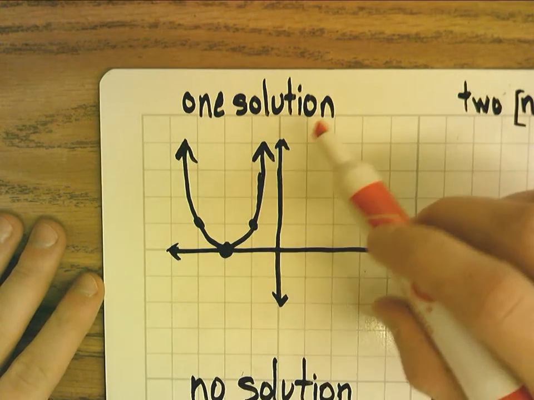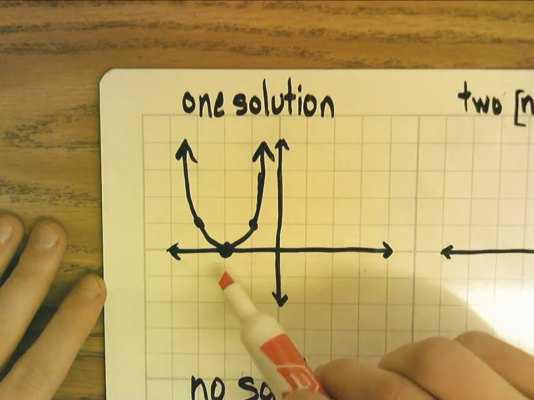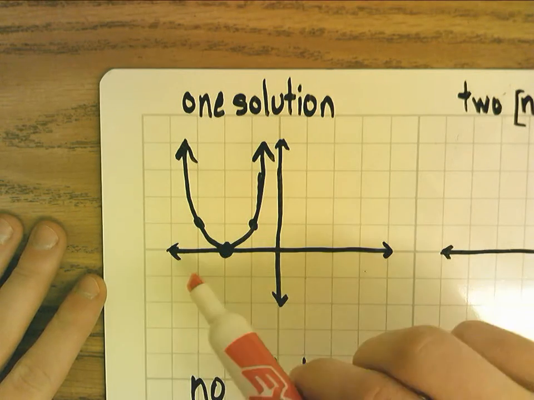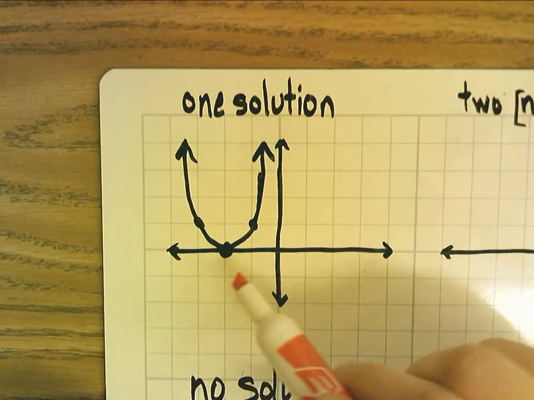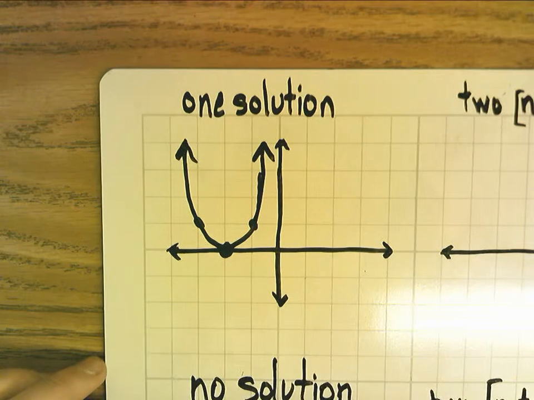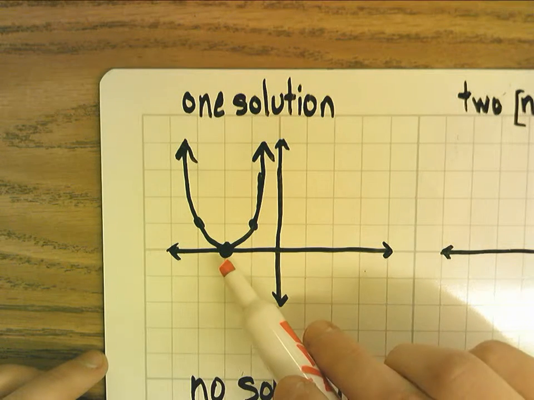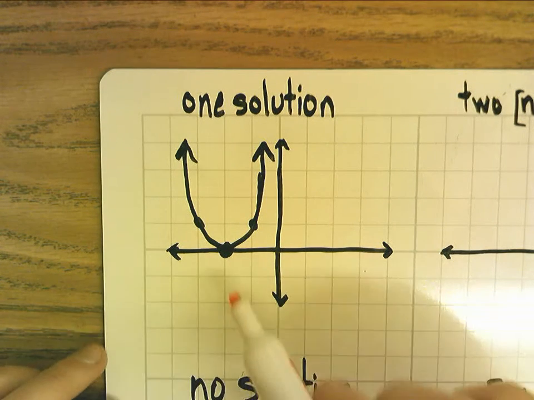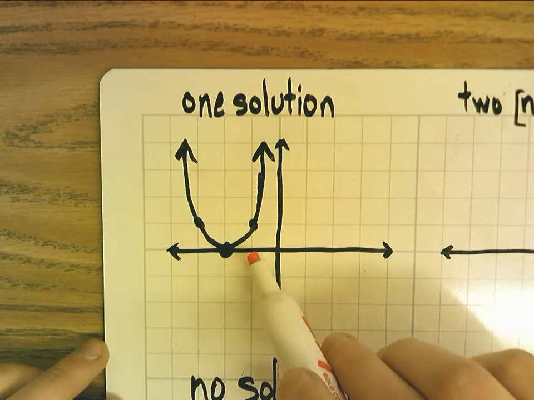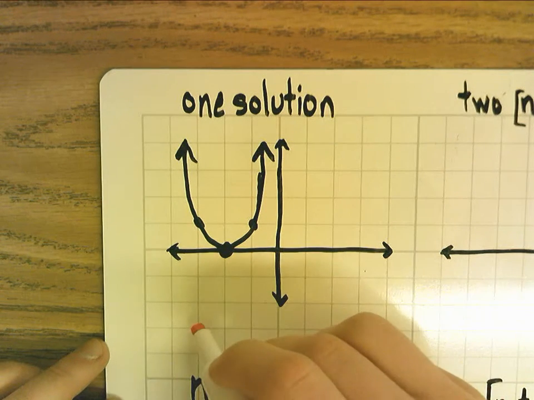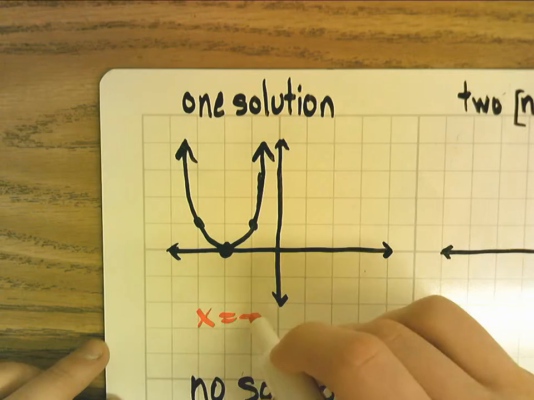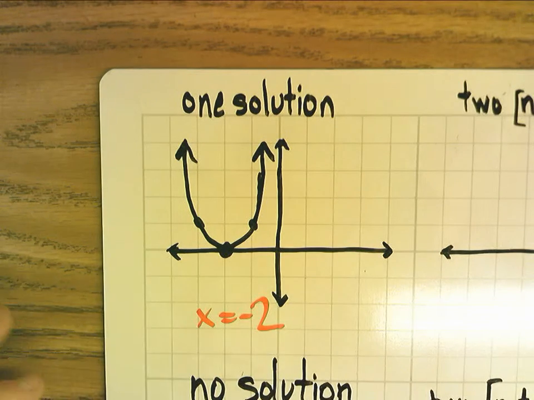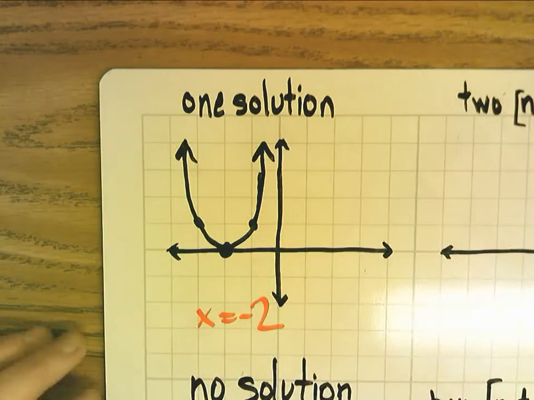So when we have one solution, take note that our parabola crosses the x-axis only one time. This happens when our vertex lies directly on our x-axis. So in this case, our vertex, or our root, would be at (-2, 0). So we would simply write x equals -2. This would be the answer for our roots. Okay, so one solution lands directly on there.